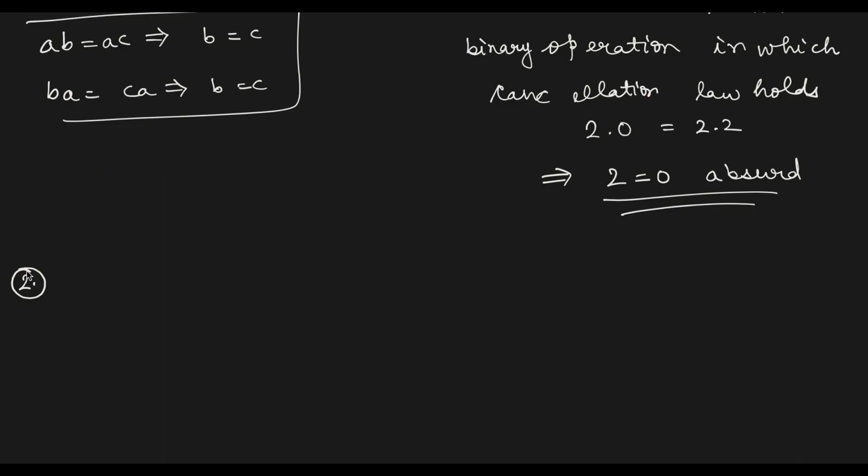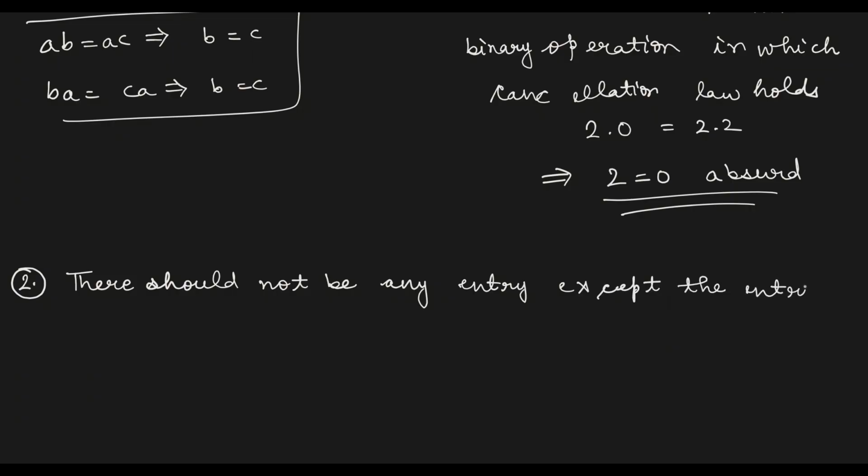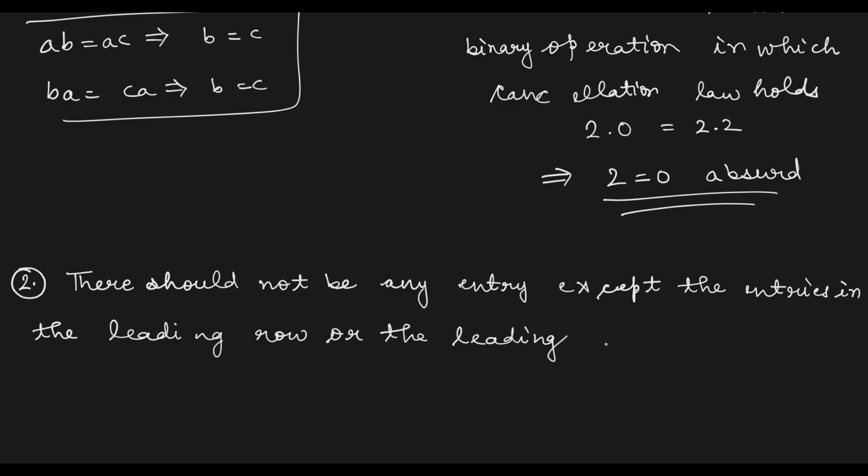Second property of Cayley's table: there should not be any entry except the entries in the leading row or the leading column, otherwise the operation is not closed.